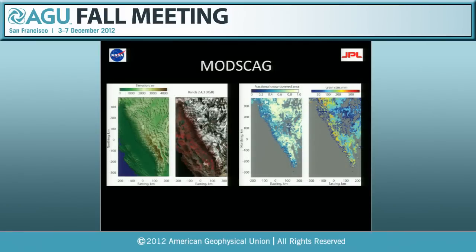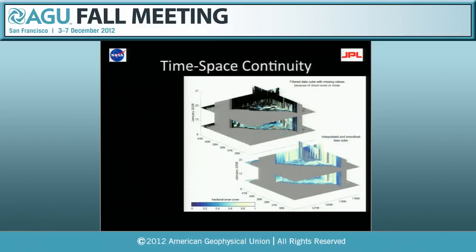So this is the Sierra Nevada. This is just a color composite. This is the fractional snow cover retrieval and the snow grain size per pixel in those retrievals. Now, what I don't show here is that we can also have a much better handle on what the uncertainties are in our retrievals, and that can be penetrating into models for operations as well as for the climate science.